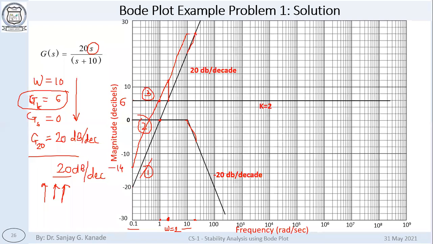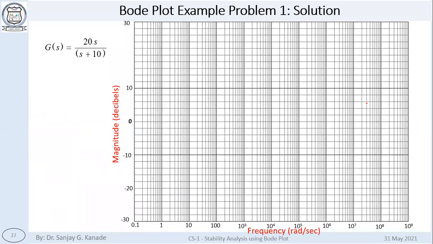And that's why that line will run like this. After omega equal to 10, we are going to get a horizontal line like this. So the magnitude plot is going to be like this. You see, this is what I have drawn, right? After omega equal to 10, we are going to get a horizontal line, because it is a combination of minus 20 dB per decade and plus 20 dB per decade lines, right?